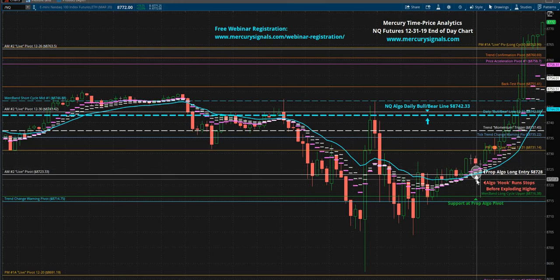Or you're trying to short this. Maybe you had a stop order to short below here, and you got in, and you're like, yeah, and then it goes the other way. Well, what did our algo do? While all this nonsense was happening, it slowly turns back up, the cyan momentum indicator.